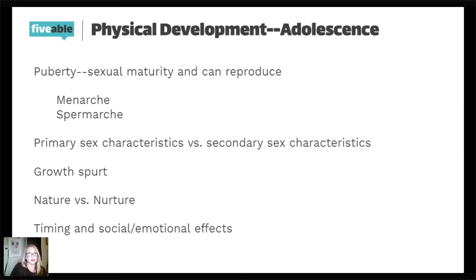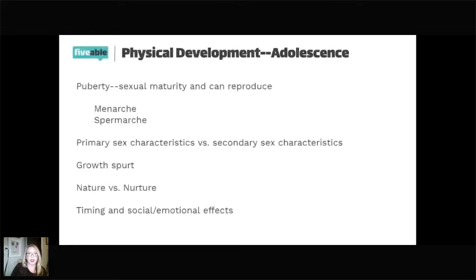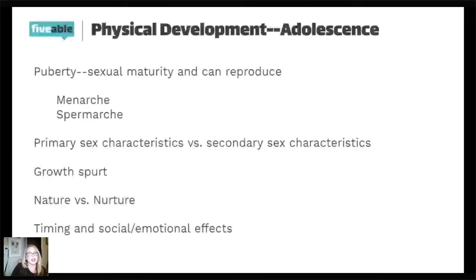So when puberty sets in, this is when children have entered into adolescence, and this is when the person is sexually mature and can reproduce. So we have menarche, which is the first menstrual cycle or period that a young woman will get. And sometimes psychologists will refer to spermarche, which is when young men will have their first ejaculation, generally at night.